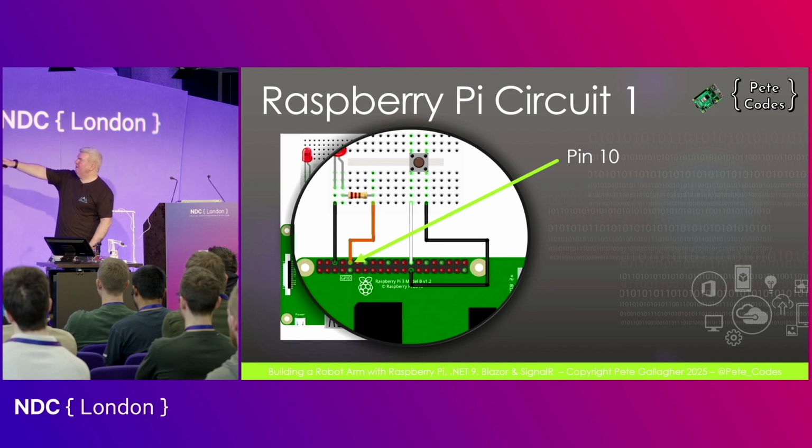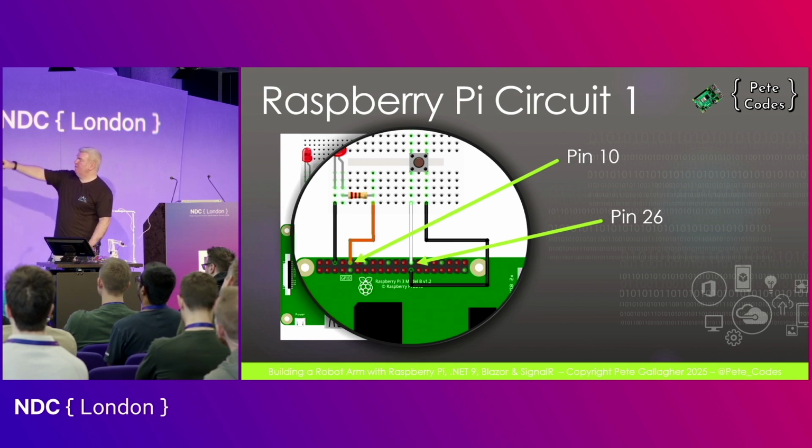So what we've got for Hello World, we've got pin 10 connected to one side of a resistor and up to an LED. And then we've got pin 12 connected to one side of a button and then back down to ground to make that circuit work. No resistor needed for the button.